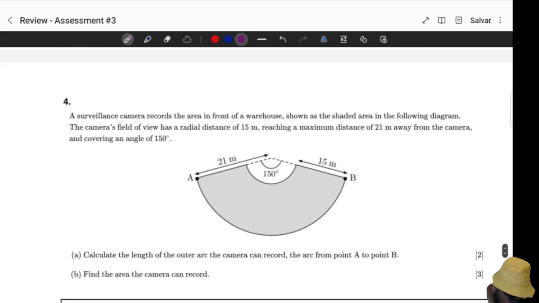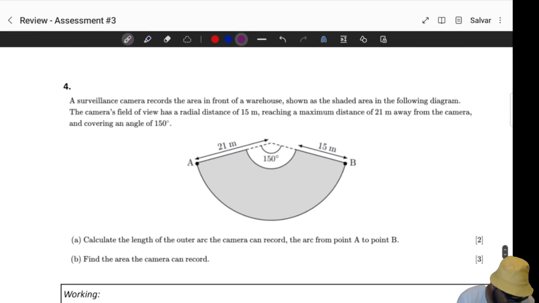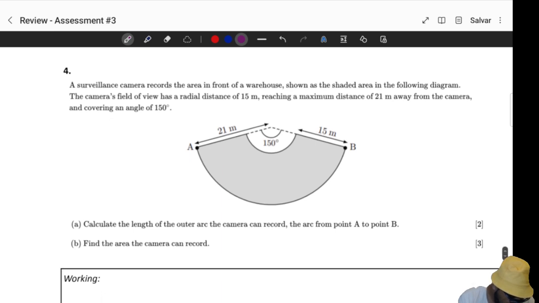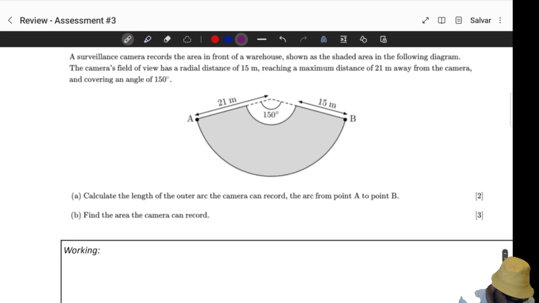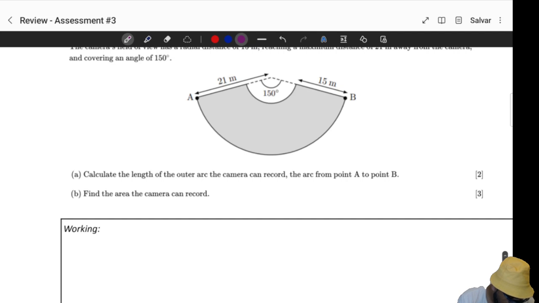A surveillance camera records the area in front of a warehouse, shown as a shaded area in the following diagram. The camera's field of view has a radial distance of 15 meters, reaching a maximum distance of 21 meters away from the camera and covering an angle of 150 degrees. Calculate the length of the outer arc the camera can record.